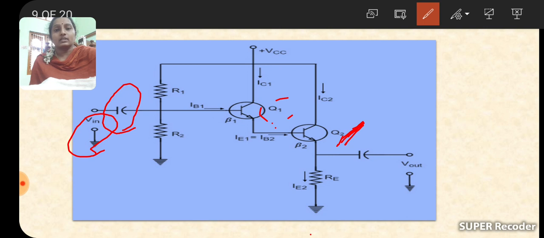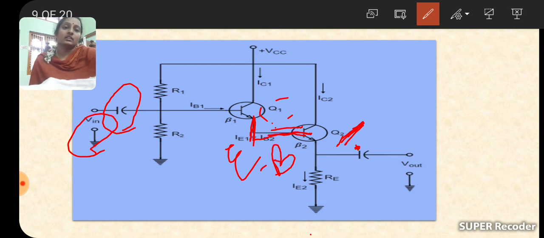The given signal is connected to the base of transistor Q1, and it will produce the output across the emitter. Because the emitter of Q1 is connected to the base of Q2, the output of Q1 is connected to the input of Q2. That means the output produced across the emitter terminal of Q1 is connected to the base of Q2. So the emitter and base are connected together.